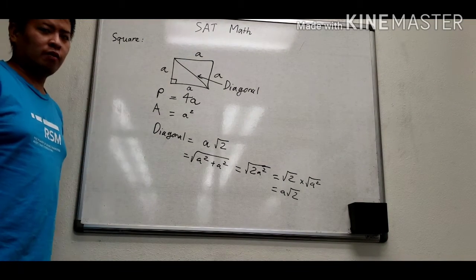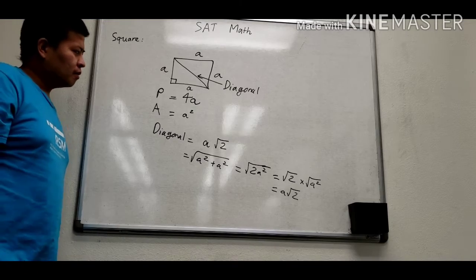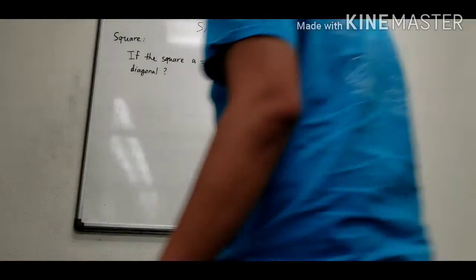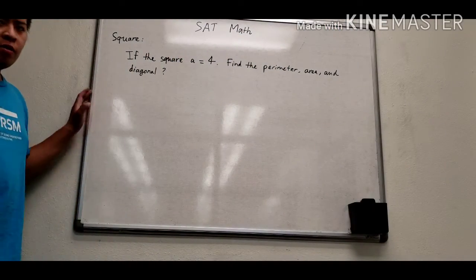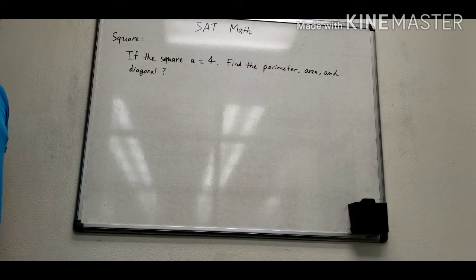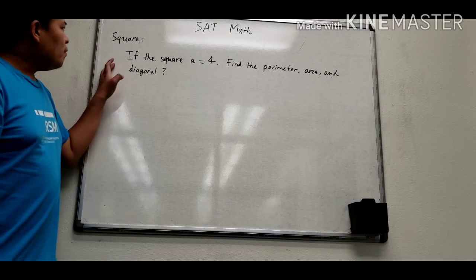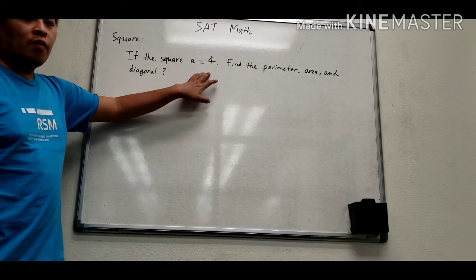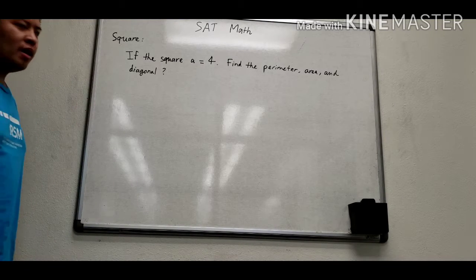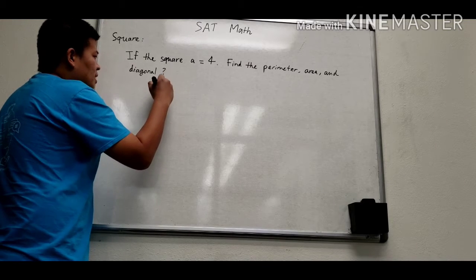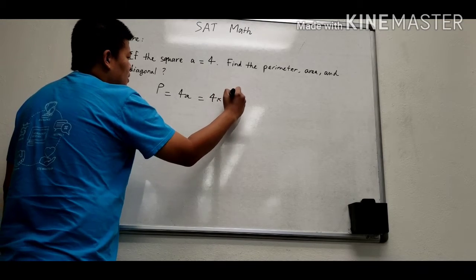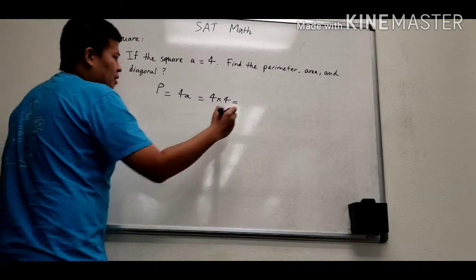This formula is so important for you to do SAT math. So I use a real SAT math style question, but this is the basic one about the square. If the square has a equal to 4, find the perimeter, area, and diagonal of the square. You can notice the perimeter is 4a, and a is 4. So we multiply together, and you get 16.